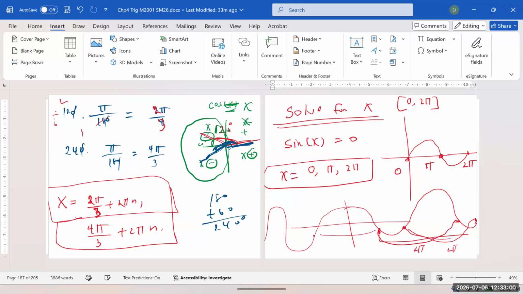From here to here, the distance is 2 pi. From here to here is 2 pi, and from here to here is 2 pi. So after every 2 pi, you're going to have the same answer again: -1/2, -1/2, -1/2. That's why you have to keep adding 2 pi m. After every 2 pi, you're going to have the same result. So this angle plus 360 degrees, plus 360 degrees, plus 360 degrees, you're going to have the same result.